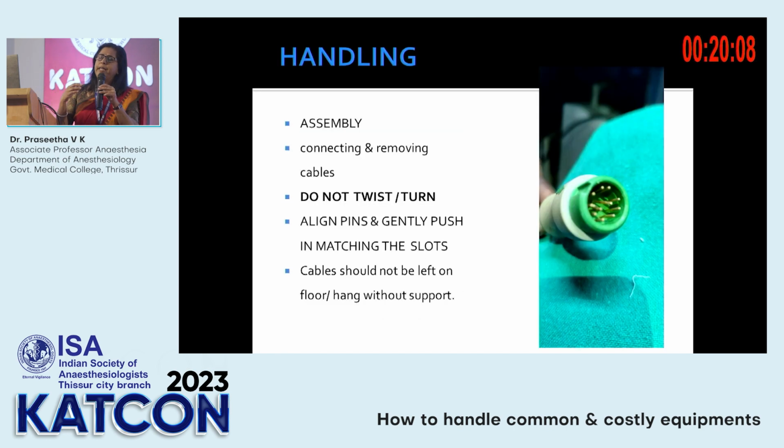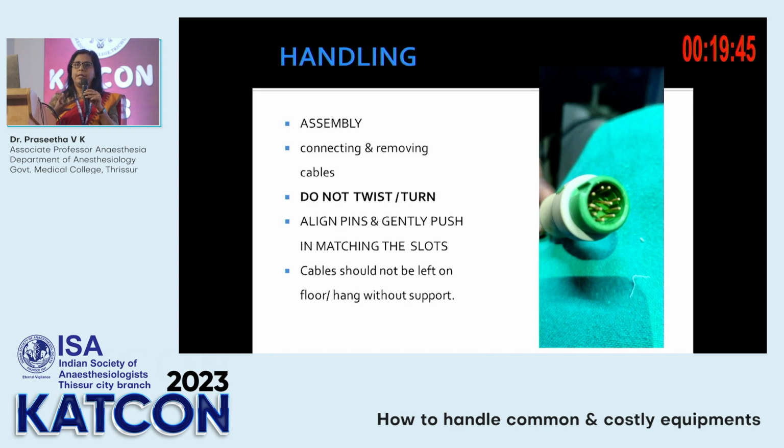So on a daily basis, we are handling a lot of equipment. What all damages can occur and how do you care for your equipment? We classify them as common and costly, but no equipment can be classified as common, because the pulse oximeter we use daily is very life-saving equipment. So you cannot handle it carelessly.